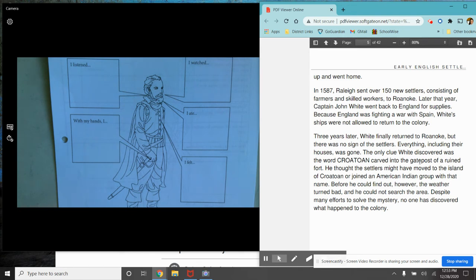I felt. Now, Captain John White, in the reading, it said, later that year, Captain John White went back to England for supplies, but because of the war, White's ships were not allowed to return. So maybe if you were on Roanoke, you would feel betrayed or desperate for Captain John White to return to bring back supplies. So feel free to come up with your own. Those are the suggestions that I'm going to write in, and then I will come back through and show you the completed one.